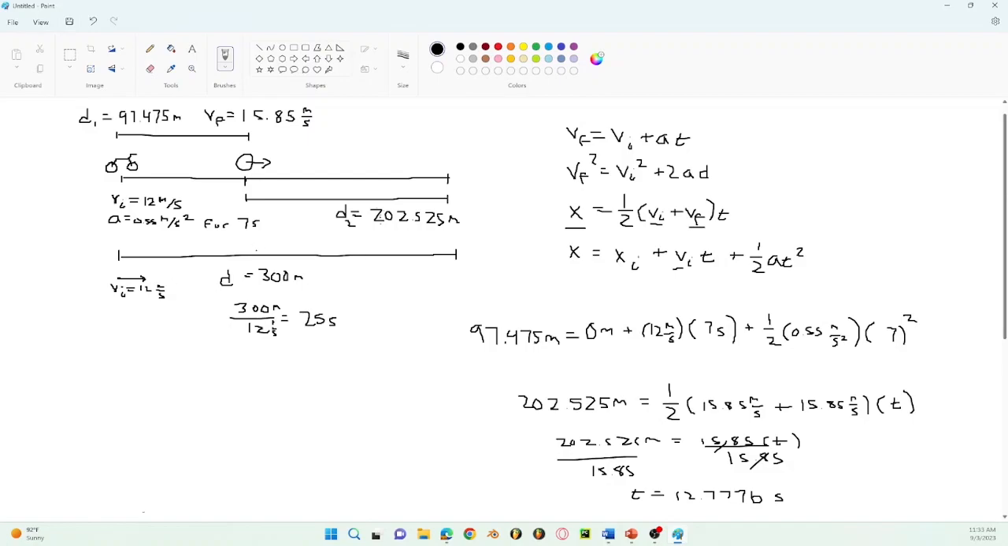So we have the time it took from here to here, which is 7 seconds. The time it took from here to here, which is 12.77. Add them together, you get 19.7776 seconds as the time that it took when they accelerated.